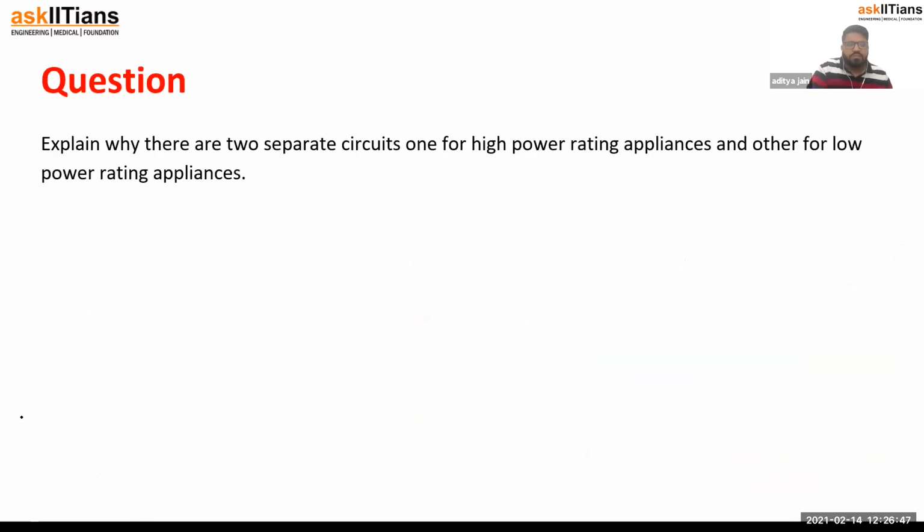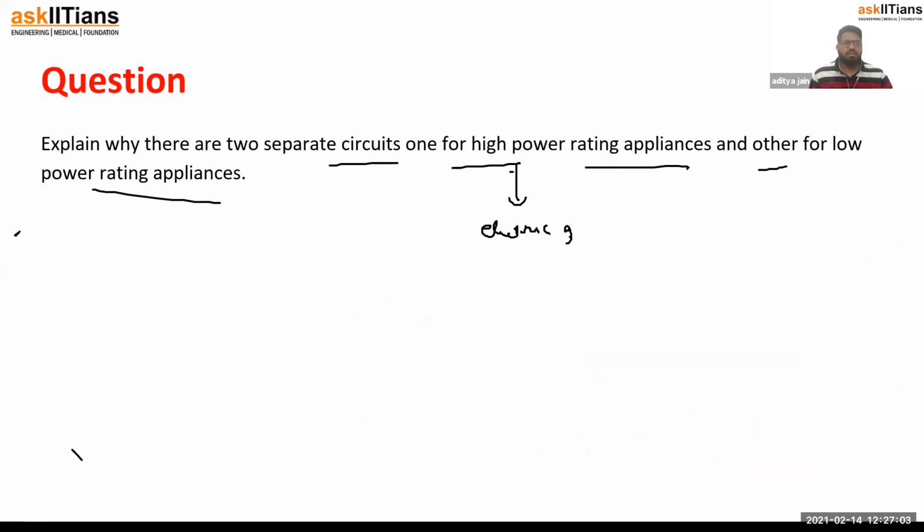Okay. Now we are looking at some questions. Explain why there are two separate circuits, one for high power rating appliances and another for low power rating appliances. High power rating appliances means those which require high power, for example an electric geyser, heater, coolers, air conditioners. These are all high power rating appliances.